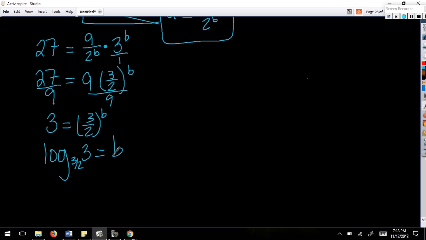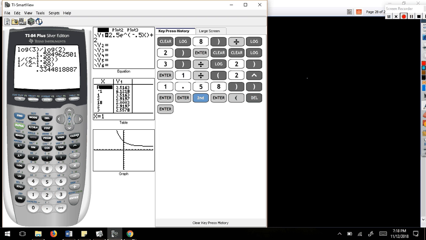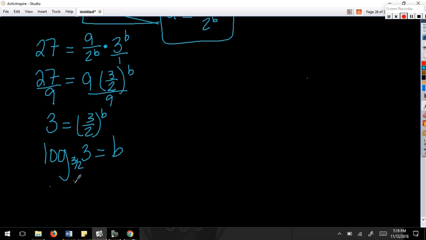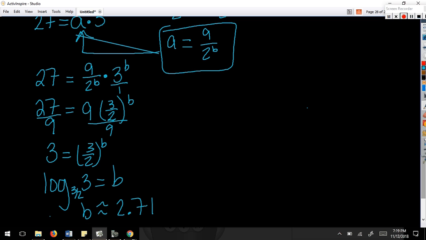This one's a little bit more challenging, but I know you guys are doing it correctly. All right, let's do change of base. So log of 3 divided by log of 3 over 2. And I get approximately 2.71. And again, I'm going to plug this value in so that I can evaluate for A using this formula.